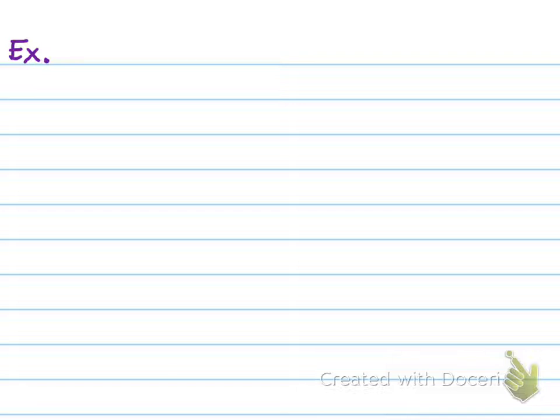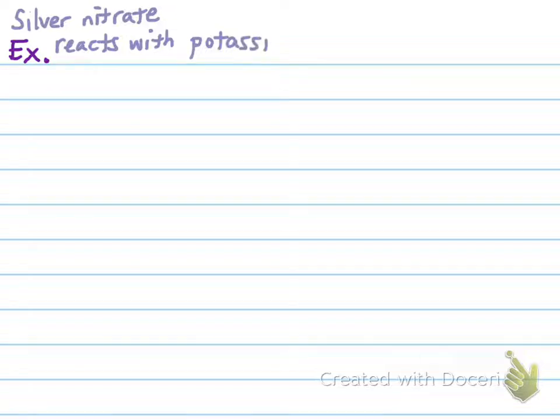So our reaction is silver nitrate reacts with potassium sulfate. Again, I haven't given you the products because you should be able to figure out what the products are. Remember to identify the products. We need to identify what kind of reaction this is.